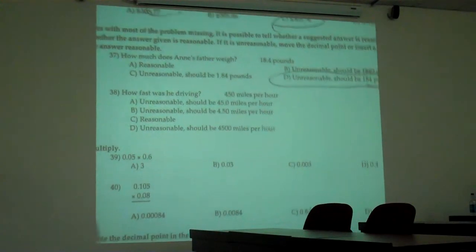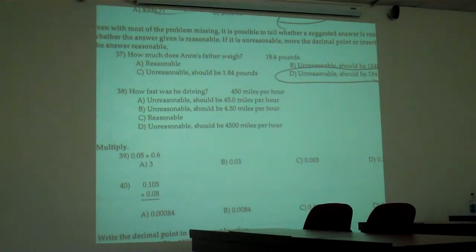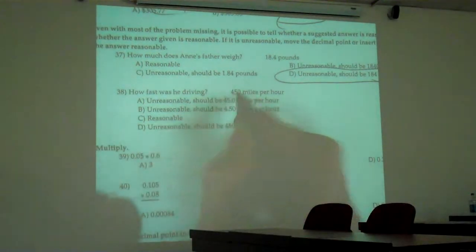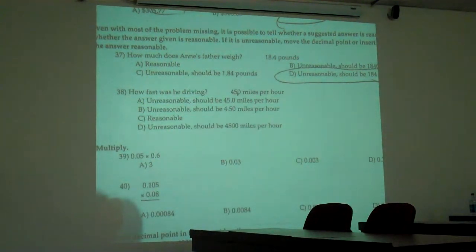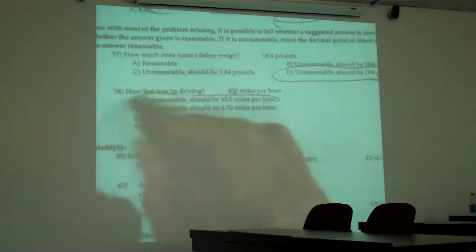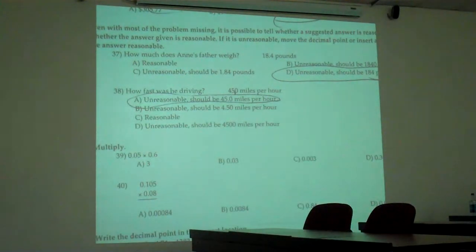Number 38. How fast was he driving? 450 miles an hour? Not too reasonable. Move the decimal. 45 or 4.5? Probably more like 45, huh? Should be 45. Just by moving the decimal, you can figure out what would be more reasonable.